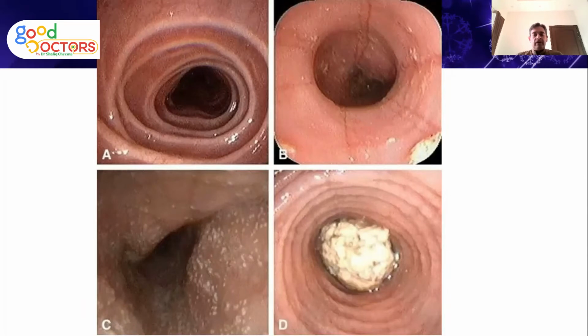And once we remove that impacted food, we can see that there is no obvious blockage in the lumen, but the mucosa of the esophagus is showing a ring-like appearance. And there are areas of linear erosions and ulcerations also visible, and white specks are seen in this particular patient. Whenever you see some abnormality, even if there is no visible blockage to the lumen, you always take the biopsy.